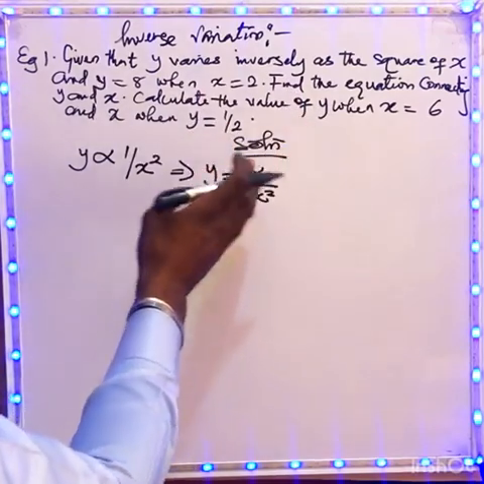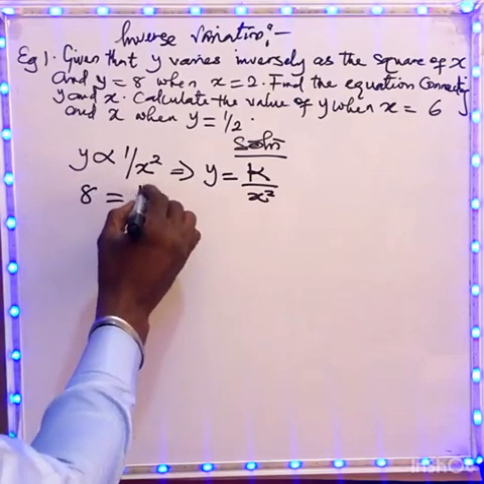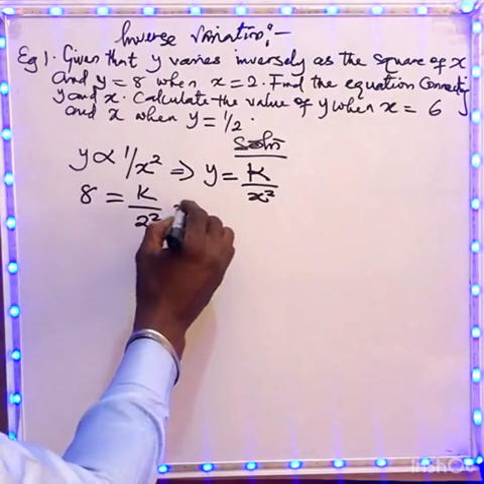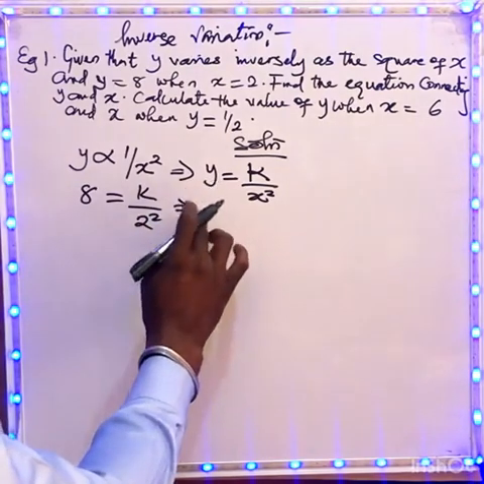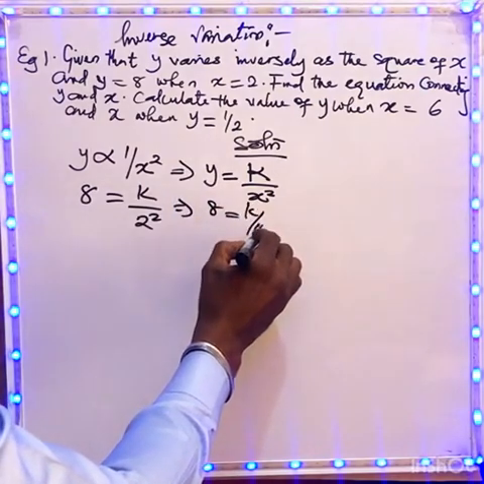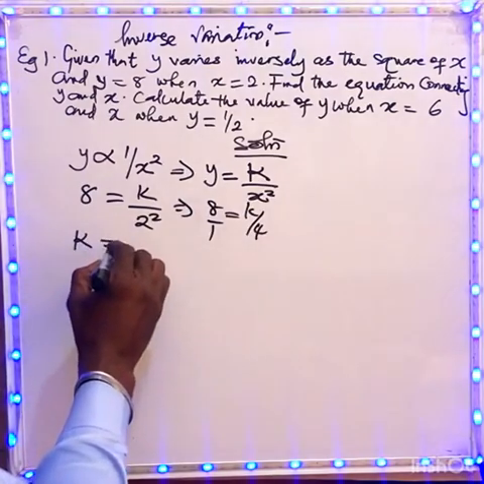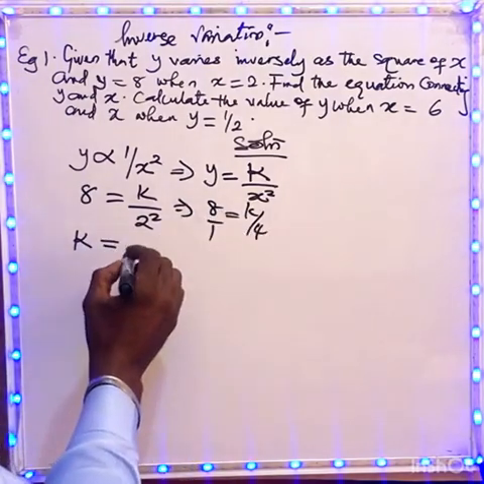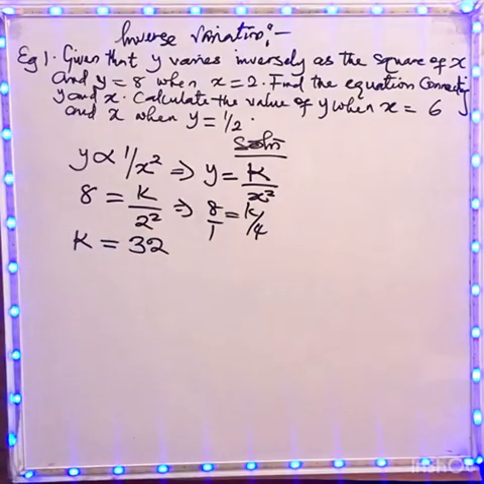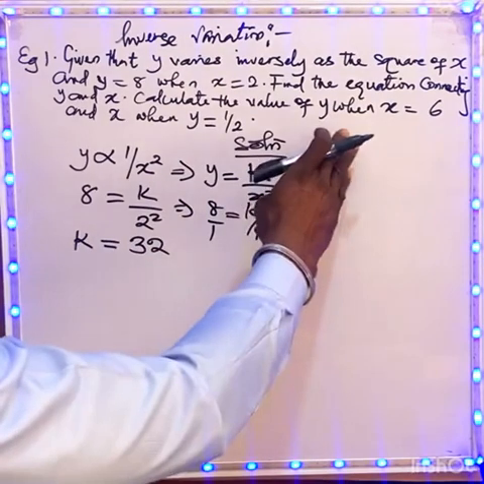Now we are told that y is 8 when x is 2. So in other words, 8 is equal to k over 2 raised to power 2. And we know that 2 raised to power 2 is equal to 4. So it implies that 8 is equal to k divided by 4. When you cross multiply, you have k multiplied by 1 is k, and 4 multiplied by 8 will give you 32. So the value of k is 32.